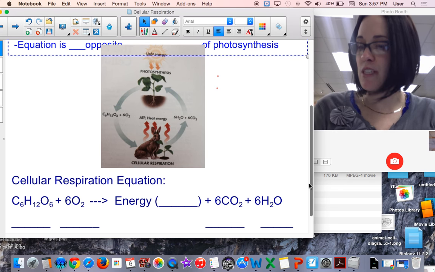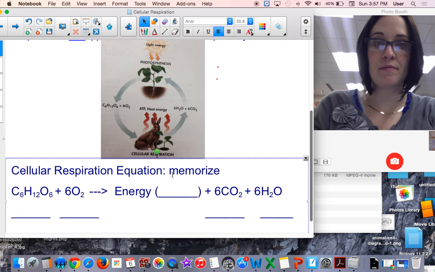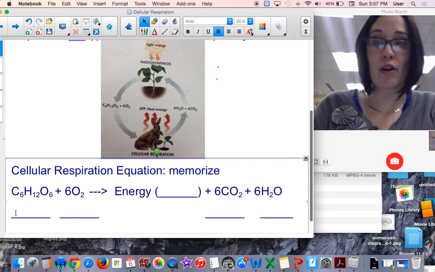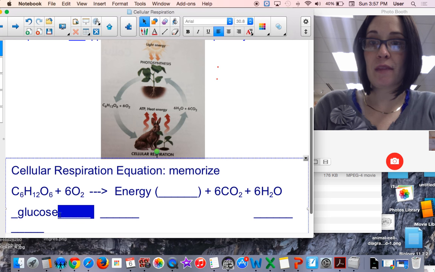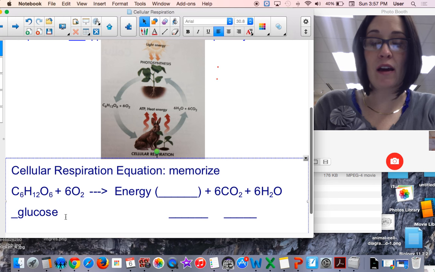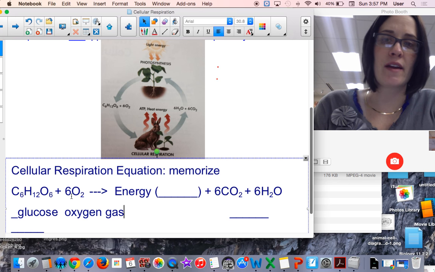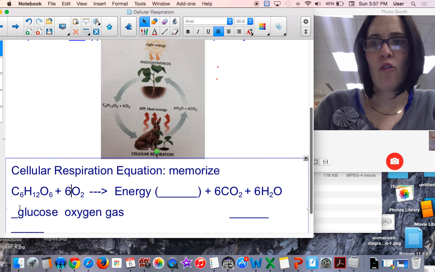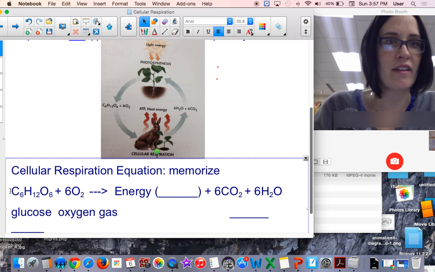So the cellular respiration equation, which you're going to have to memorize as well, both in molecular formula and the words. We, of course, know that this is glucose. Okay. The O2 would be oxygen gas. And the 6 in front of it right here just means you need 6 molecules of oxygen. Over here, we only need 1 molecule of glucose because it's just implied that there's a 1 in front of it.